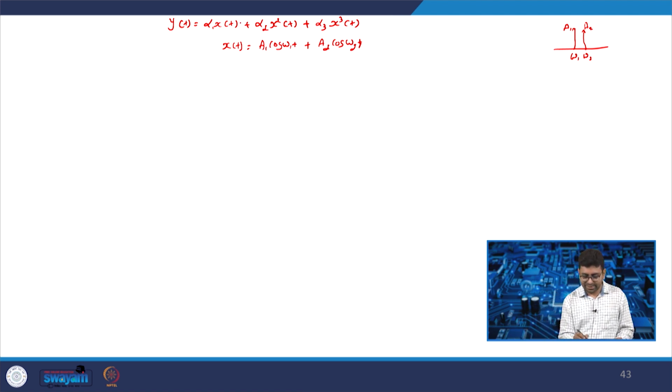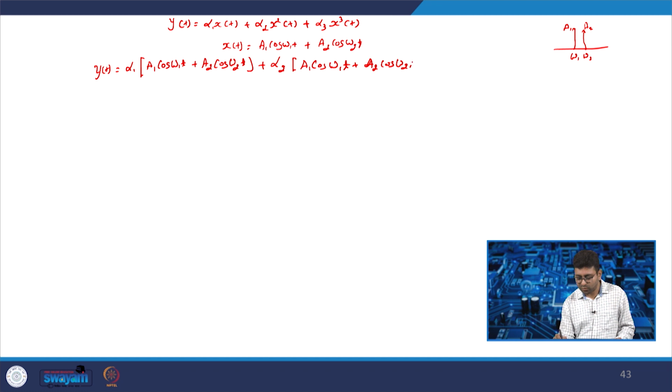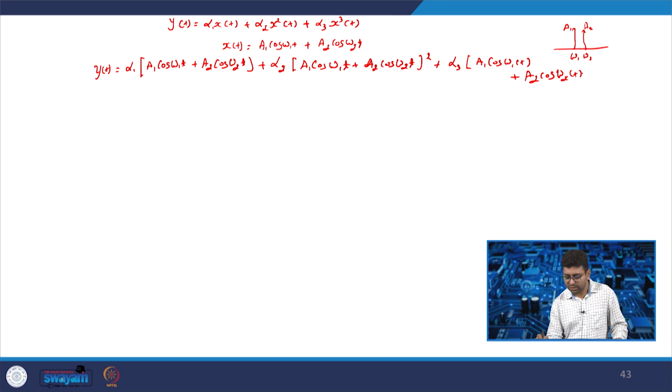Now, we put x(t) into this equation. So, we will get y(t) equal to alpha 1 times (a1 cos omega 1 t plus a2 cos omega 2 t), plus alpha 2 times (a1 cos omega 1 t plus a2 cos omega 2 t) square, plus alpha 3 times (a1 cos omega 1 t plus a2 cos omega 2 t) cube.